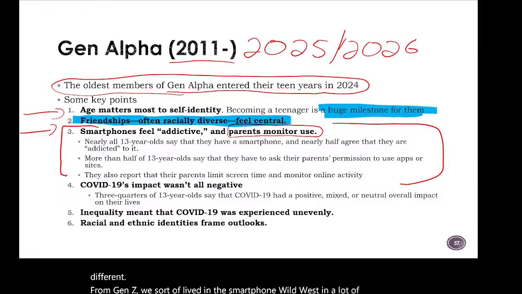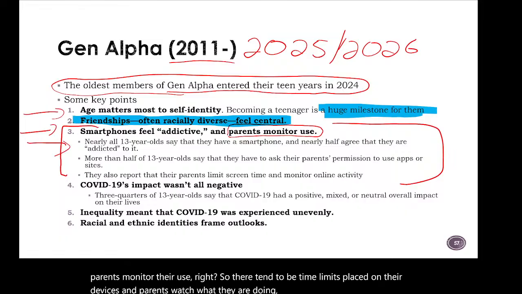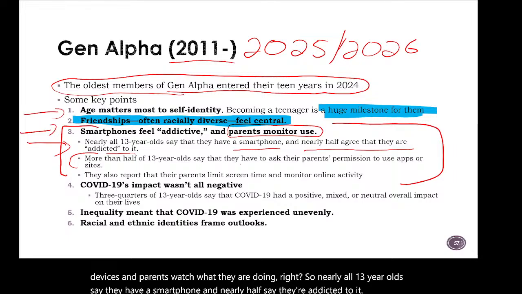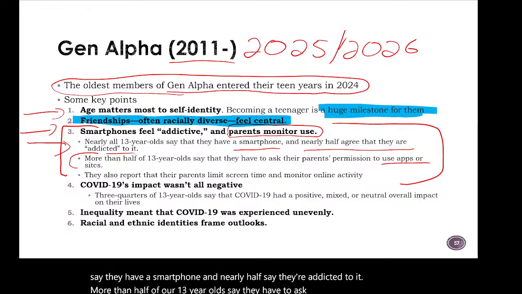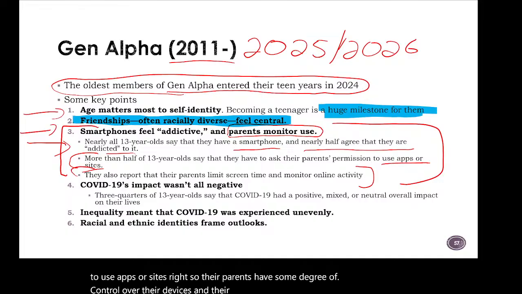Parents monitor their use. So there tend to be time limits placed on their devices, and parents watch what they are doing. Nearly all 13-year-olds say they have a smartphone, and nearly half say they're addicted to it. More than half of our 13-year-olds say they have to ask their parents' permission to use apps or sites. So their parents have some degree of control over their devices. And their parents increasingly limit screen time and monitor online activity.